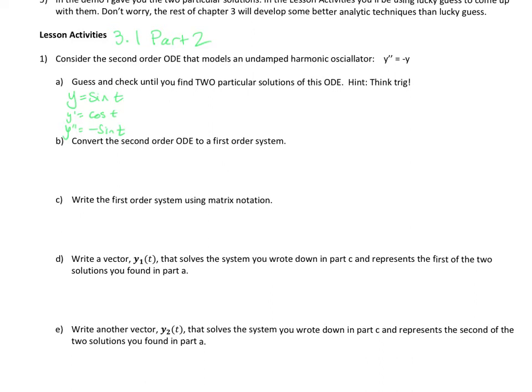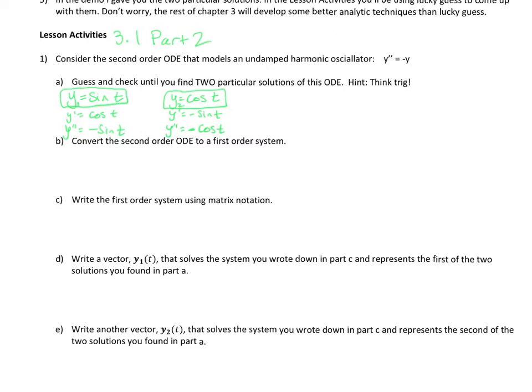So, and then let's try cosine. So if y equals cosine t, y prime is negative sine, and y double prime would be negative cosine. So y double prime is in fact the opposite of y. So we have two solutions. We'll call them y1 and y2. Two particular solutions.